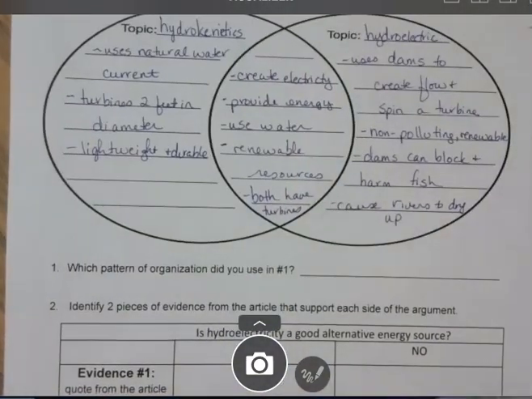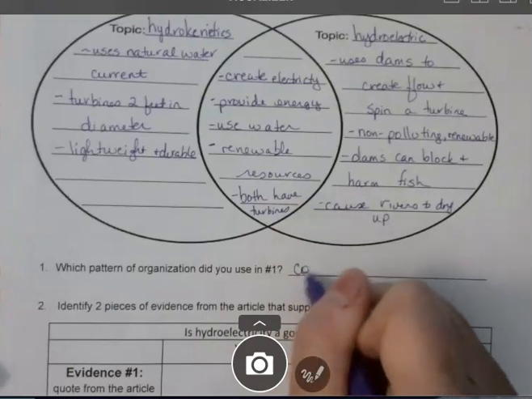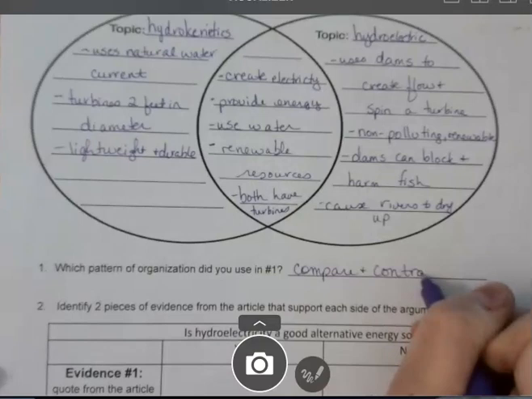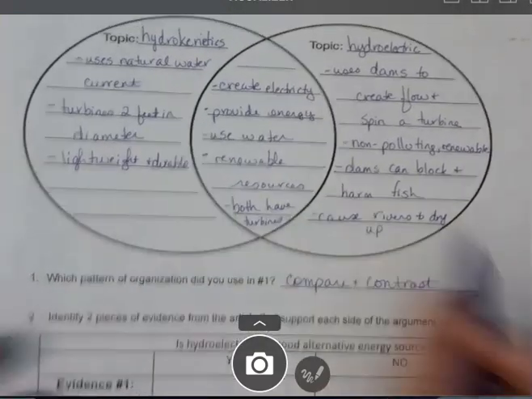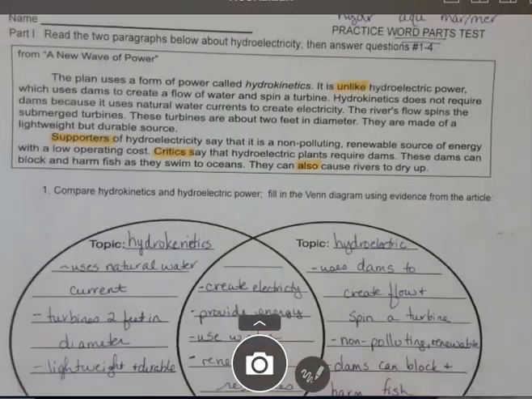Then it's going to ask you what text structure. So your text structure could be compare, contrast, cause and effect, description. This one happens to be compare and contrast. So I will pull something that has one of our word parts that you're studying in an article, and that's what you'll have to do.